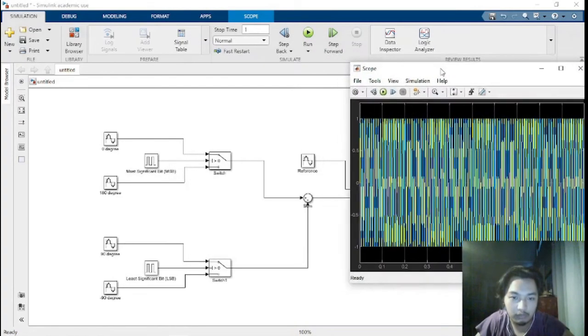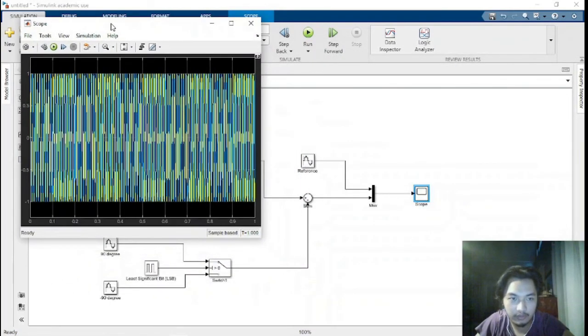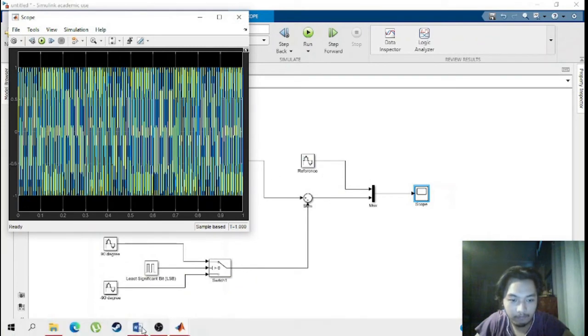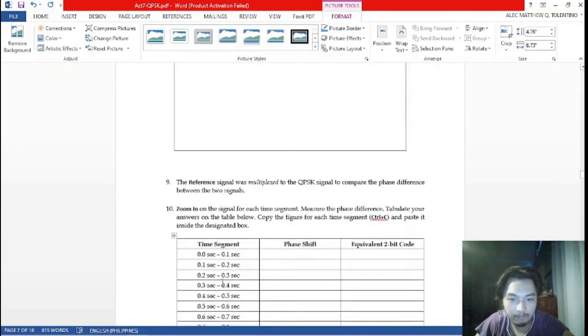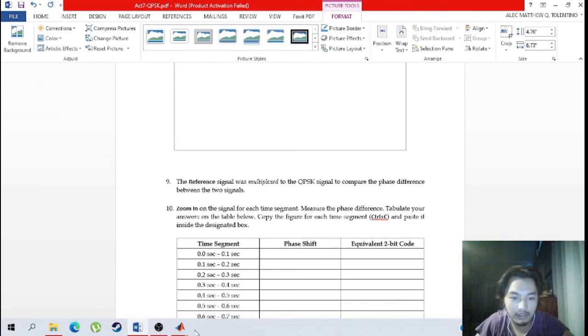So this is the output for the multiplex of the reference signal and the QPSK signal. So that is all for my demonstration. Thank you.